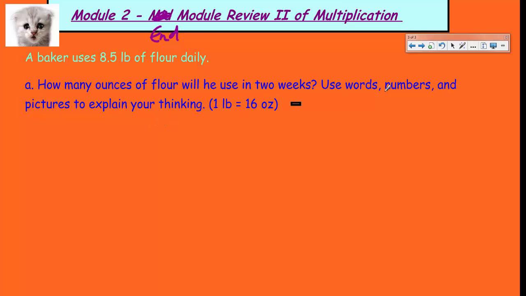Let's go ahead and do one more problem, and I believe we'll be done here. I've got to keep thinking which letters did I already use. I think I need one of these if I'm not mistaken. Got to think in my head. See, I never write these down. I really should. Anyway, move on, Mr. Ward. So now it says a baker uses 8.5 pounds of flour daily. It says how many ounces of flour will he use in 2 weeks?